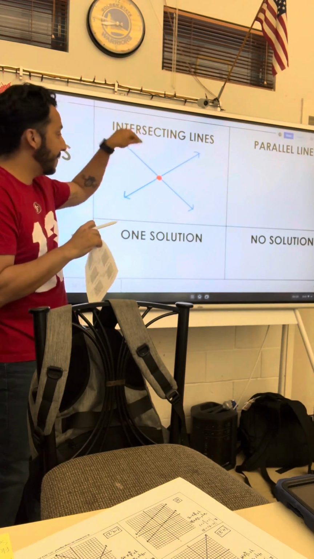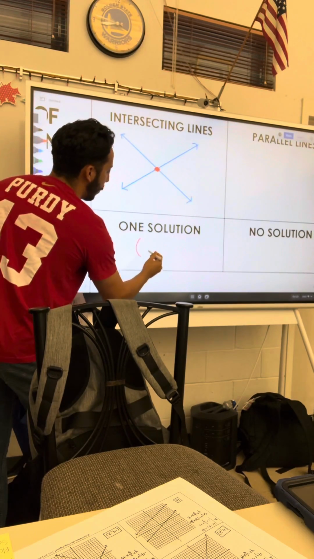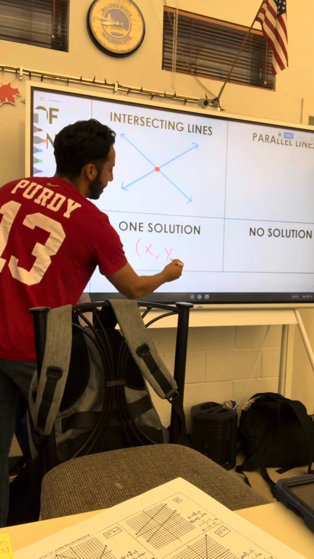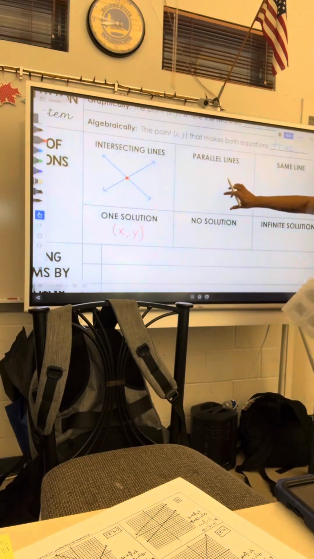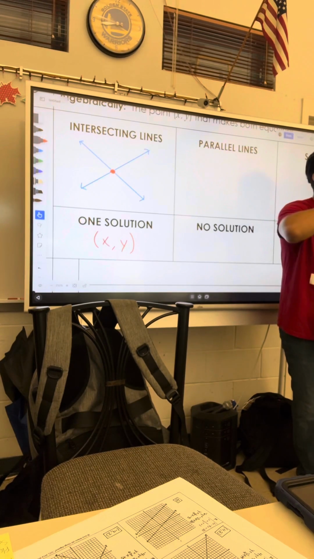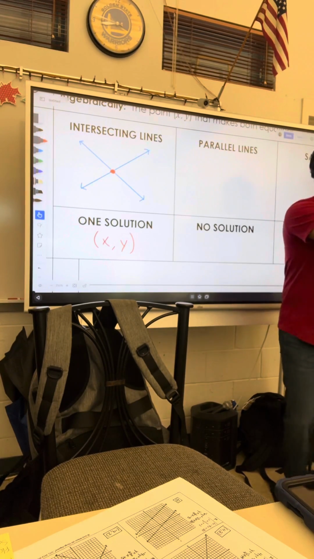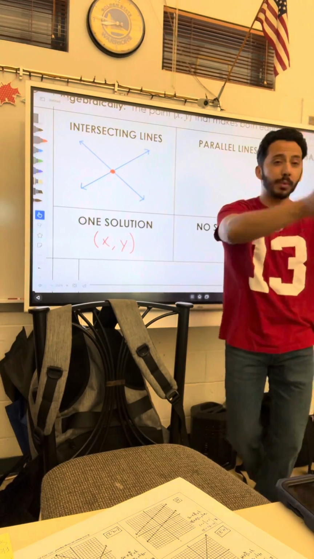Two lines, they intersect. If it has one solution, well then we are gonna write that solution as an ordered pair. Go ahead and copy that down too. But what if the lines are parallel? What do parallel lines mean? They go in the same direction, they don't intersect. That is literally what parallel lines are.